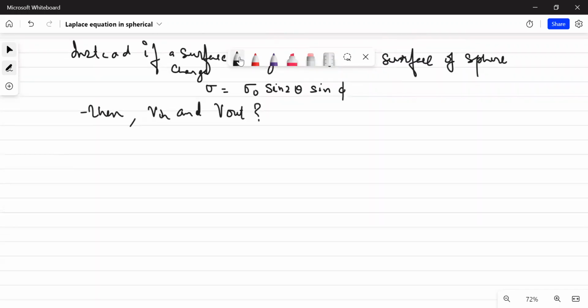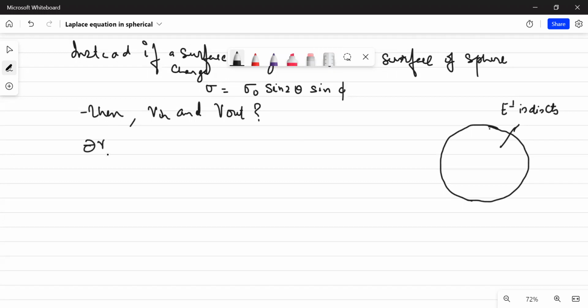So as I've told you yesterday also, that if you're given surface charge density, then you have to use the condition that the normal component of electric field is discontinuous on the surface. That implies minus del V upon del R at R equals R plus, outside, plus del V upon del R inside at R equals capital R, and this will be equal to sigma upon epsilon.